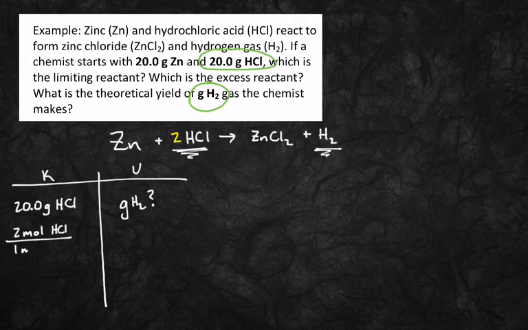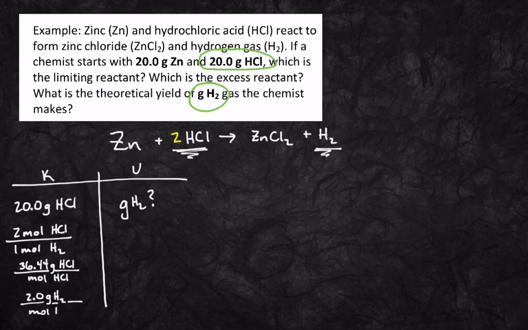Now I care about the molar ratio between HCl and H2 gas. That's a 2 mole to 1 mole ratio. I need the molar mass of HCl. It's 36.44 grams HCl per mole HCl. And I also need the molar mass of H2 gas. That's 2 grams H2 per mole H2. I'm looking for grams H2. I find it in my last fraction. That gram H2 is on top, so I'm good to go. I don't have to flip it. But I need to now cancel out that mole H2. I can use the molar ratio for that part.